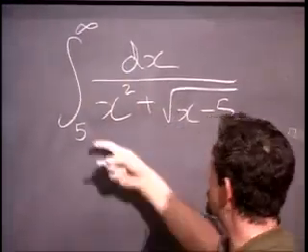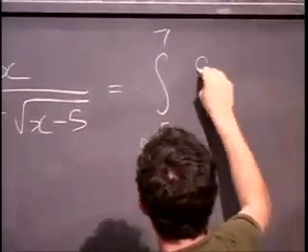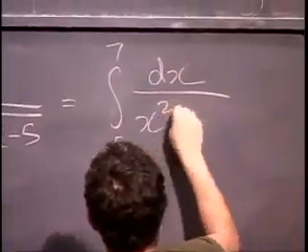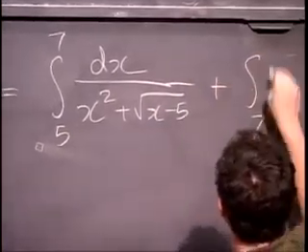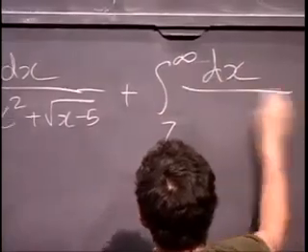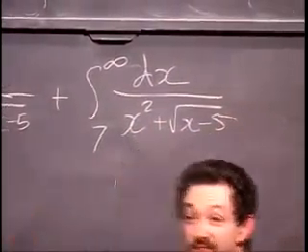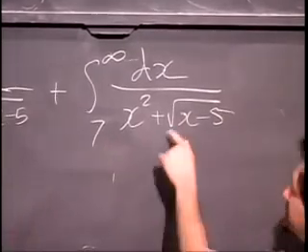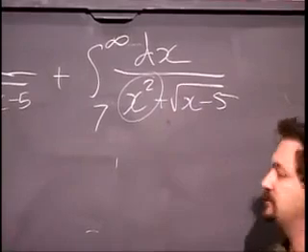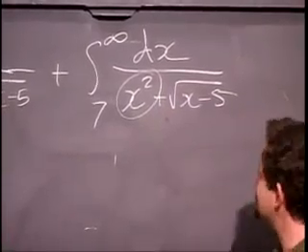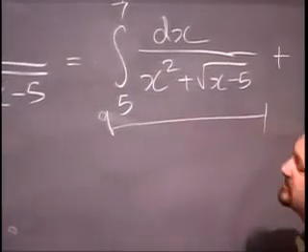Now, if you split this up into two pieces, one might be from 5 to 7, say, and the other one might be from 7 to infinity, although the number 7 is at your discretion. It just has to be bigger than 5. Now, for this piece, you also have x squared being the dominant term. So this is as before. You can use limit comparison to see that it converges. Unfortunately, for this piece, the problem spot is now at 5.